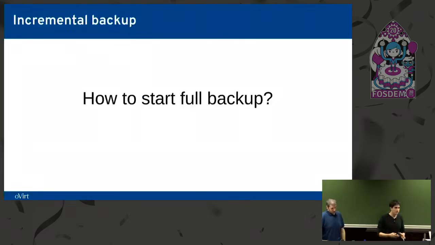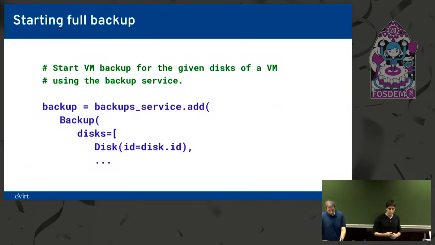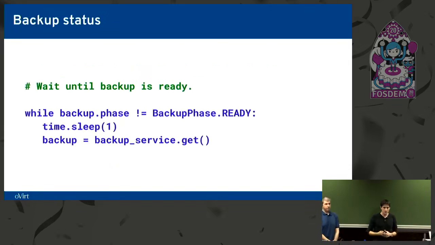In order to start a full backup, you just need to fetch the VM service using the Python SDK. And inside the specific VM service, we have the backup service. You just need to create a new backup using the add method and specify the specific disks that are going to be included inside that backup. Once we've done that, we get a backup object. We will wait for the status of the backup to be ready. Once the backup is ready, we can move on.